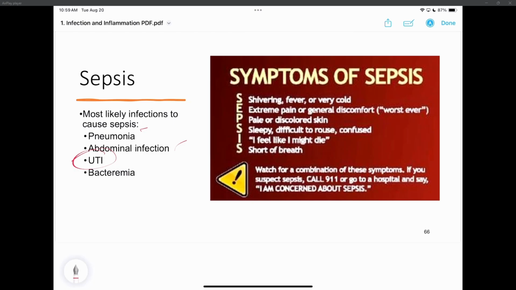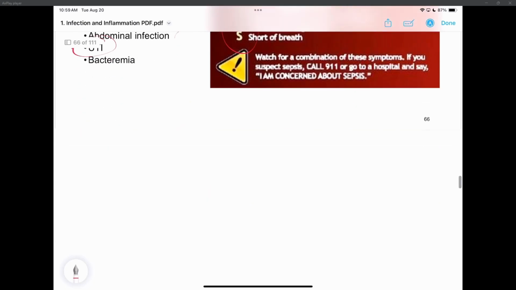But if you didn't check for a UTI first, you'd be thinking, oh my God, blood cultures, do everything. What's going on? This patient's dying. No, he just has a UTI. Just treat it. And then bacteria. So these are the signs of sepsis. They make up the word sepsis. Again, whatever you want to use to remember things is fine by me, as long as you remember.